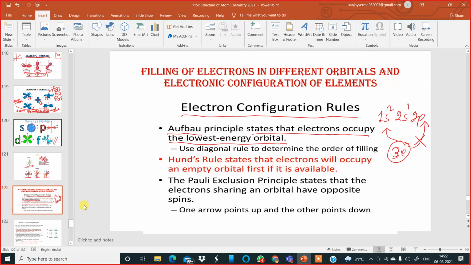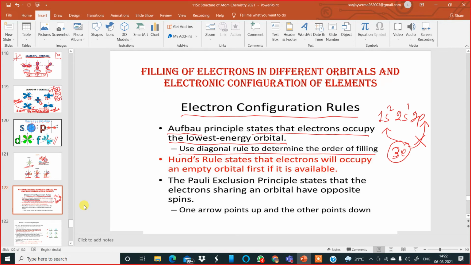Once the lowest energy orbitals are filled up, then only the remaining electrons will move on to the next higher energy orbitals. This is a very important thing. I will discuss the diagonal rule to determine the order of filling after some time, if possible today or in the next class.